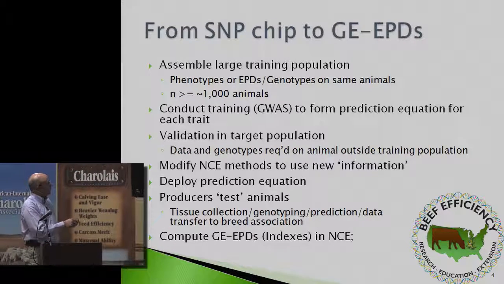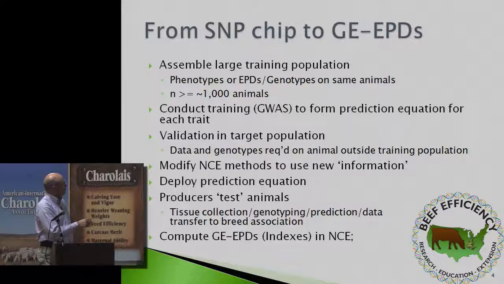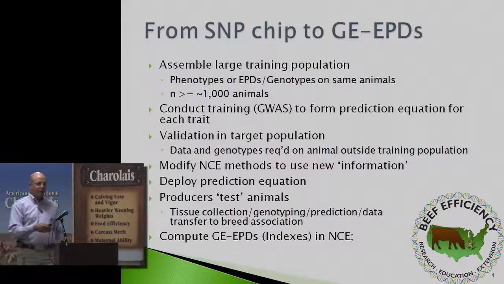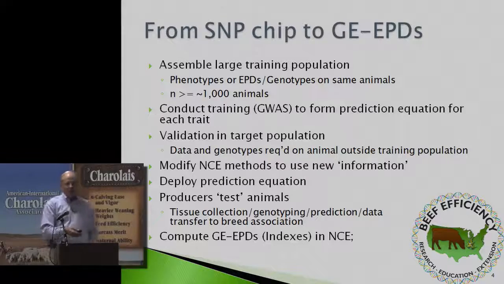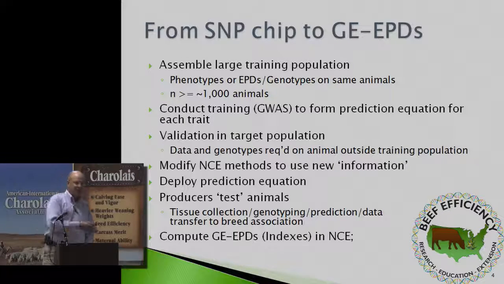And one of the first things, obviously, that has to happen, and Matt and John both talked about this, are assembly of large training or discovery populations that have both available phenotypes or EPDs, as well as genotyping all those animals. That's requisite. If we have either genotypes by themselves or phenotypes by themselves, we're stuck, right? We have to have that stuff overlap.